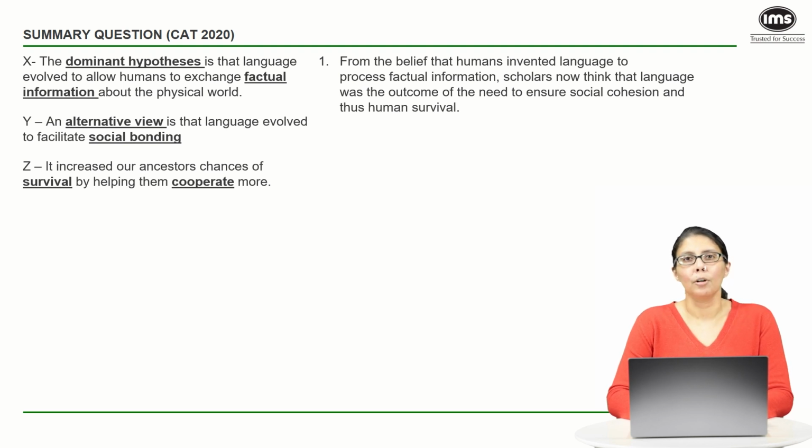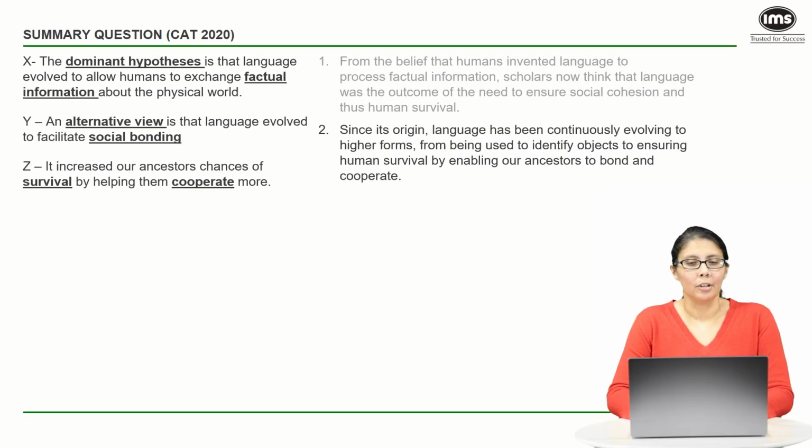Now, in case you miss out on that, there is one more tiny detail that you can look at. In option 1, it says humans invented language. But if you look at point X and the original text, it says humans did not invent language, rather it evolved. Obviously, there's a huge difference between invention and evolution. So option 1 is inaccurate for multiple reasons. You should be able to eliminate it easily.